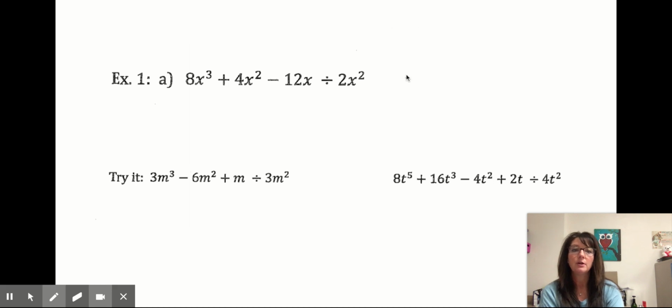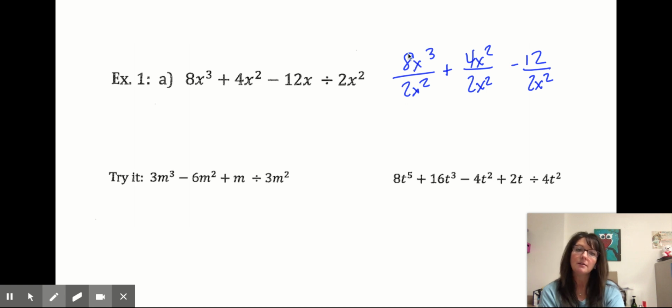For the first one, we're going to take 8x cubed divided by 2x squared plus 4x squared divided by 2x squared minus 12x divided by 2x squared. So we just divide. So 8 divided by 2, right? It's going to become 4. And then here, when you have the bases the same, you can subtract the exponents. So 3 minus 2 is 1. These two go away, leave 1 in the numerator.